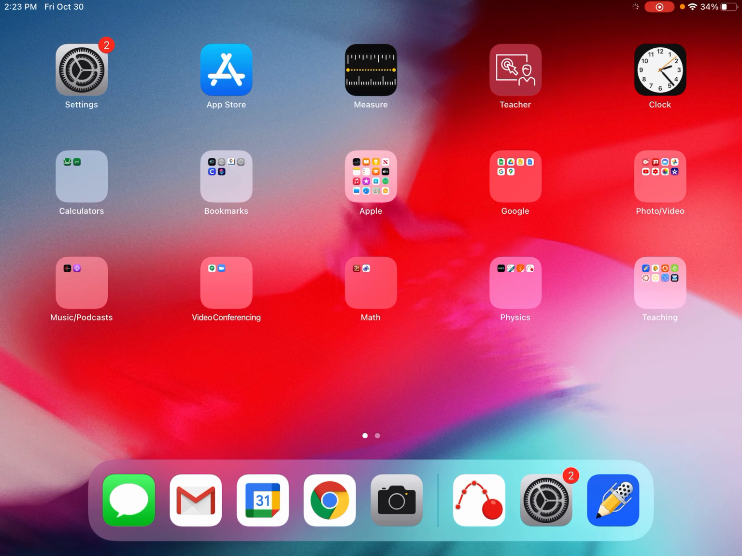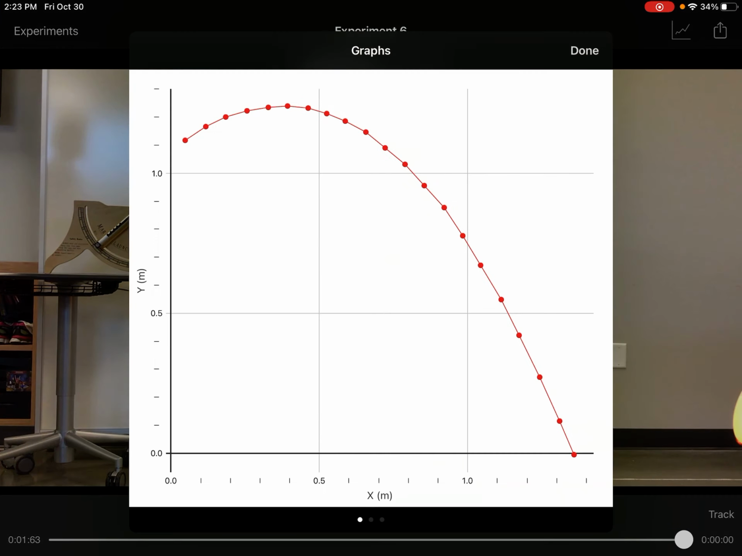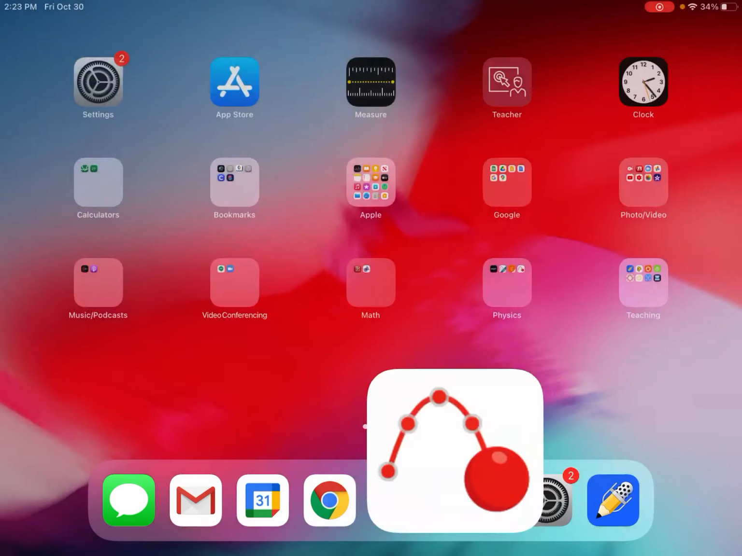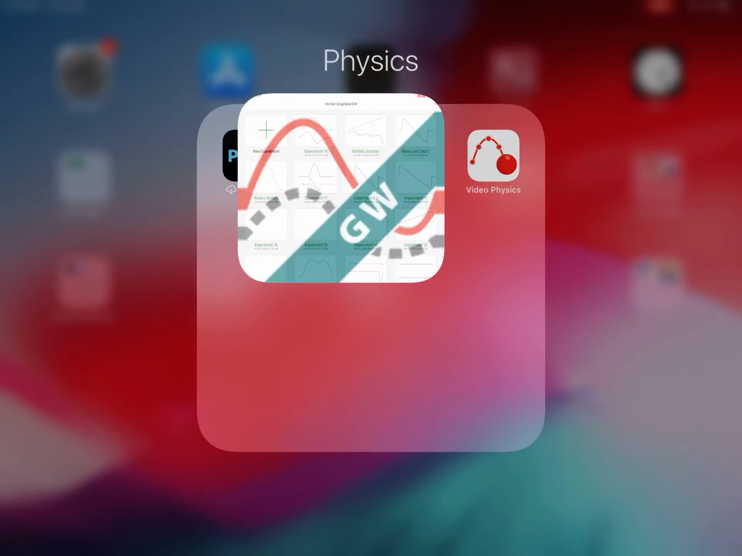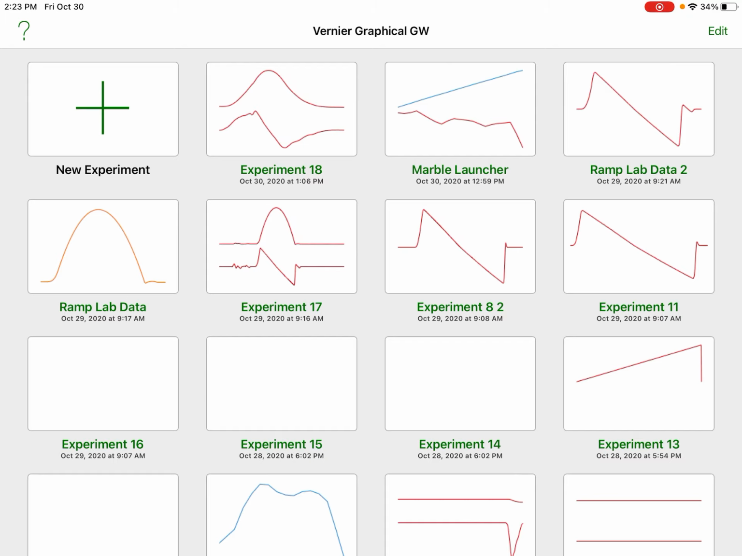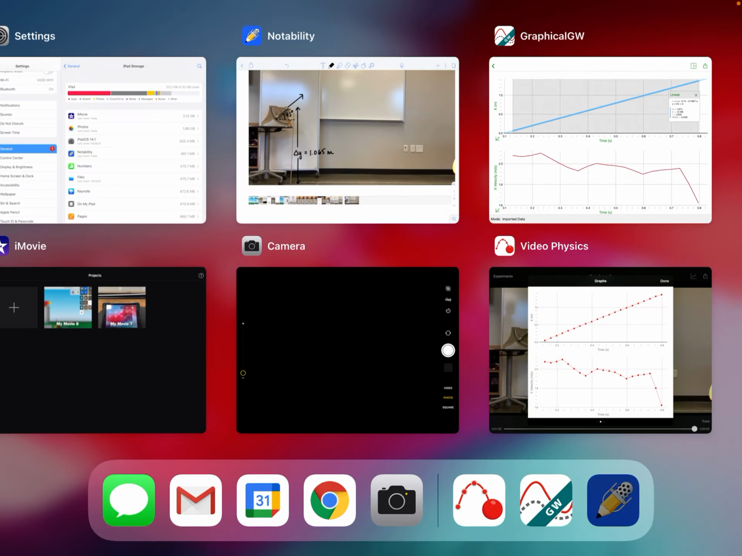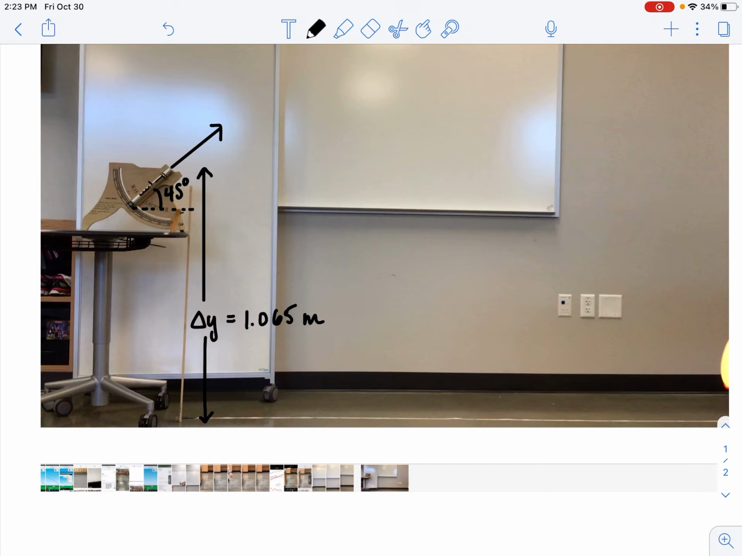And then if I go back to my video physics, I was able to figure out something else. I was able to figure out the horizontal velocity. Now this is a graph, the top graph is a horizontal position time graph and the bottom graph is a horizontal velocity time graph. And what I did then was I put this into graphical analysis and I did a best fit line of the position time graph and the slope is 1.972. So the horizontal speed of the marble is 1.972.